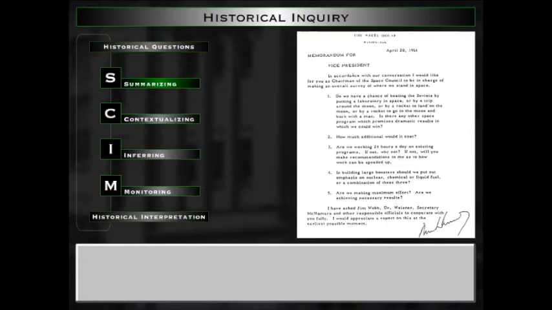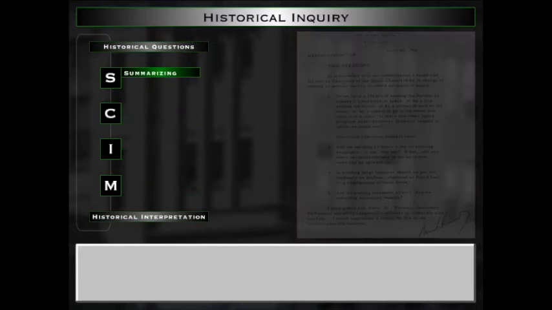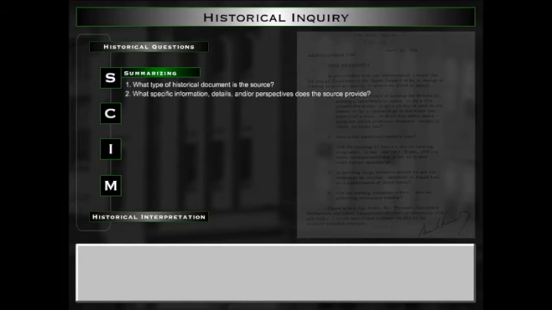While engaging in the SCIM strategy phase of summarizing, you should work to answer the four analyzing questions associated with the summarizing phase. Specifically, what type of historical document is the source? What specific information, details, and/or perspectives does the source provide? What is the subject and/or purpose of the source? And who was the author and/or audience of the source?